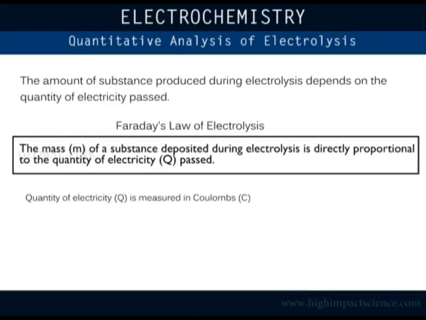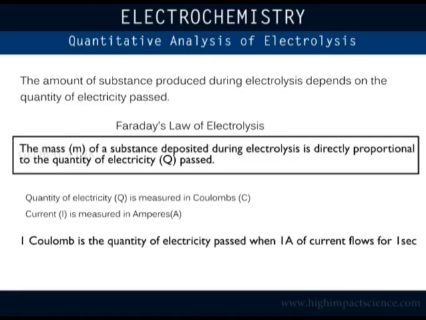Quantity of electricity Q is measured in coulombs. Current I is measured in amperes. 1 coulomb is the quantity of electricity passed when 1 ampere of current flows for 1 second. So quantity of electricity Q is equal to current I times time t.